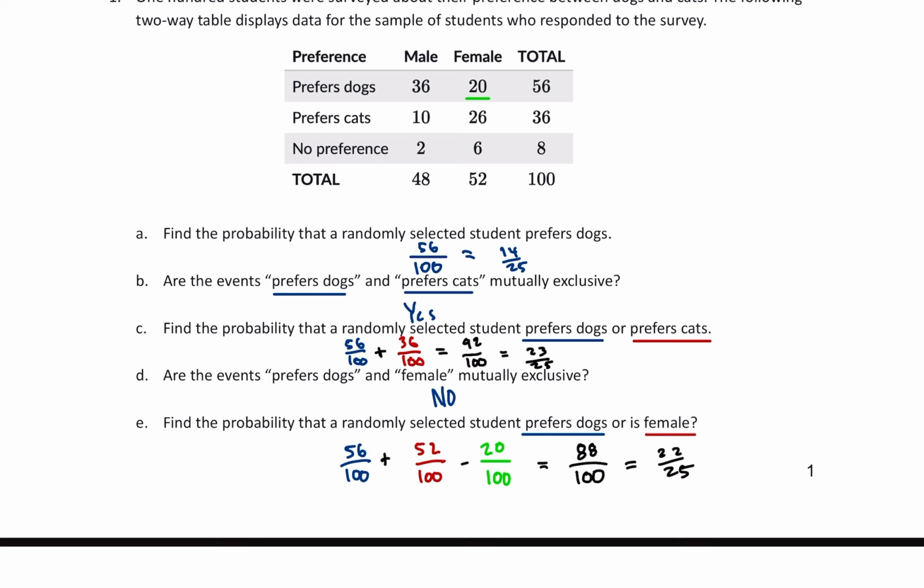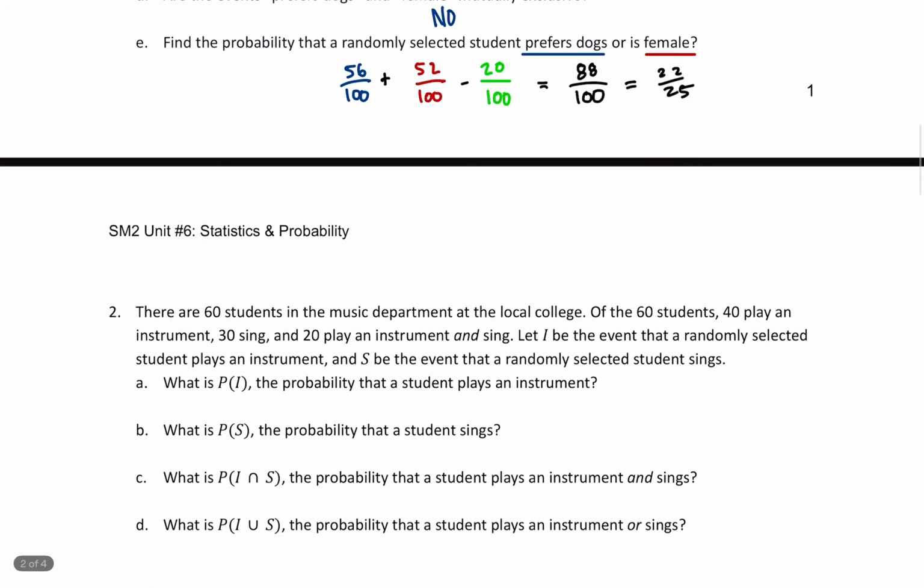So if you pay attention, it looks very similar, these two probabilities. I just do the same thing, but if they are not mutually exclusive, I'm subtracting that extra probability here. That's all this is. Okay, so let's take a look at another example here.